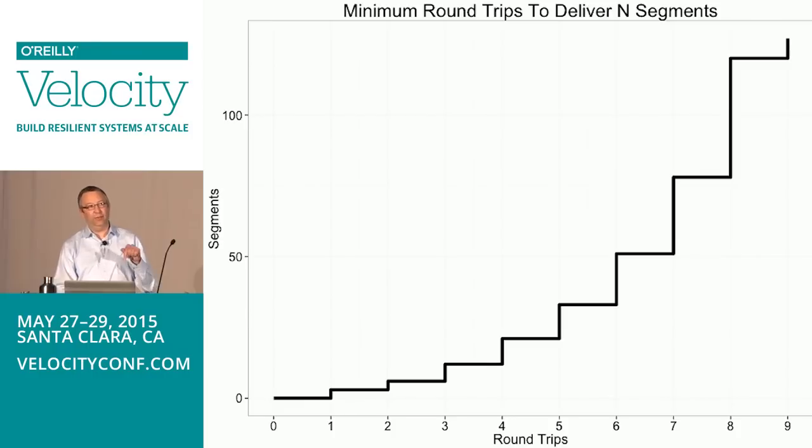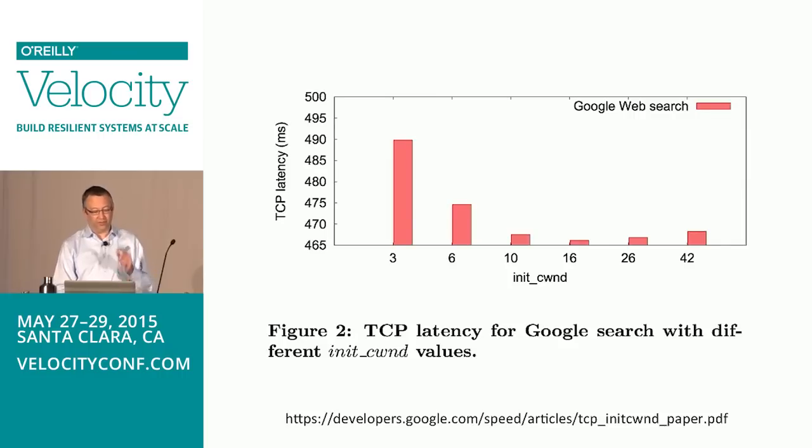At the same time that I was working on this problem at Amazon, there are some other people who were working on it at Google. And they were looking at slow start. And they had conducted large-scale experiments on Google's front end, testing initial congestion windows as large as 42 segments. And thankfully, they were allowed to publish their results.